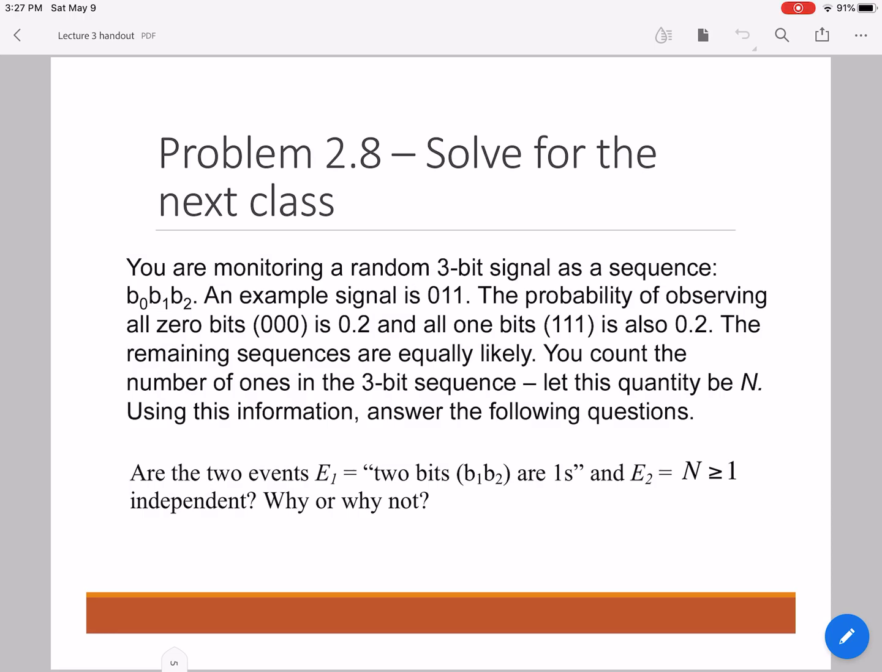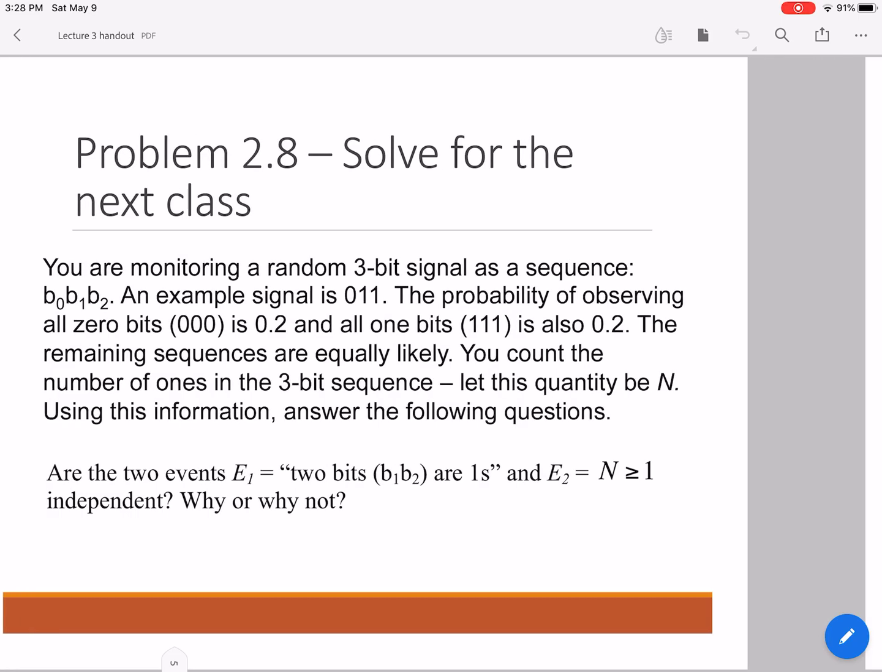You are monitoring a random 3-bit signal as a sequence B0, B1, B2. An example signal is 0, 1, 1. Essentially, we are enumerating all the sequences 0, 0, 0 all the way to 1, 1, 1. It's further given to you that the sequences 0, 0, 0 and 1, 1, 1 have probability of 0.2 each, and that means the others are equally likely with probability 0.1 each. We have two events, E1: two bits B1 and B2 are ones, and E2: number of ones is greater than or equal to 1. Are they independent or not?